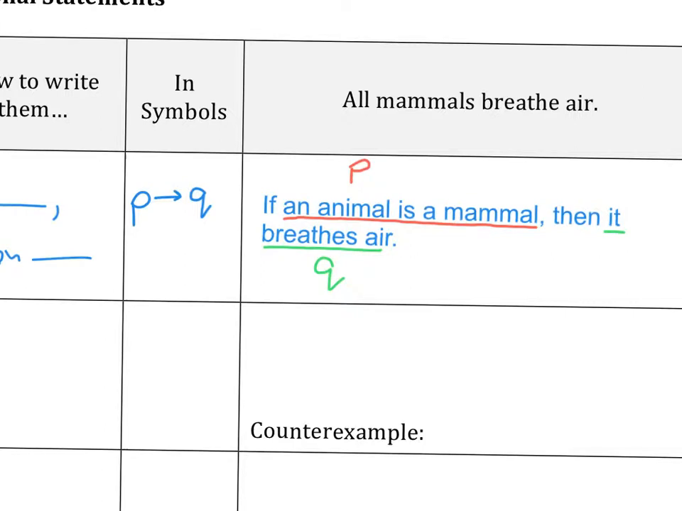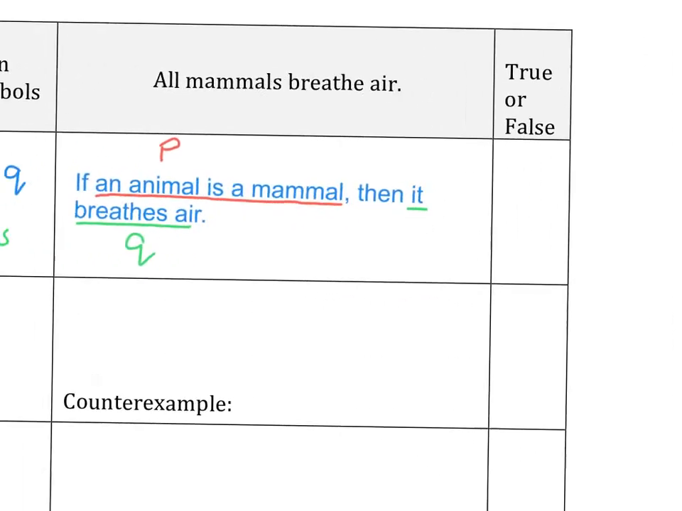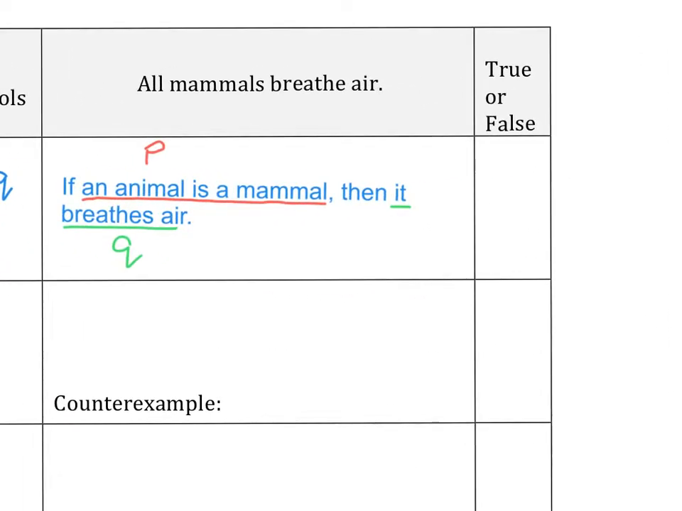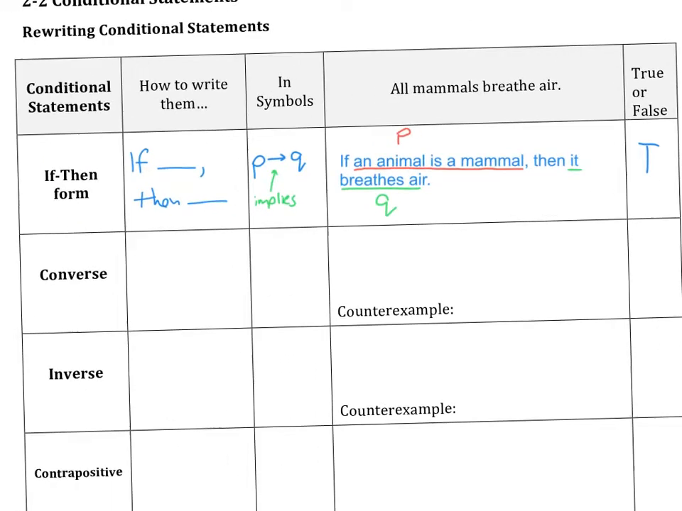And we read this arrow as the word implies. So we say P implies Q. So in this case, an animal being a mammal implies that it breathes air. Or if I live in Boston, then that implies I also live in Massachusetts. So let's just analyze this real quick. Is this a true statement? If an animal is a mammal, then it breathes air. And we know that's true because that's one of the main characteristics of mammals.